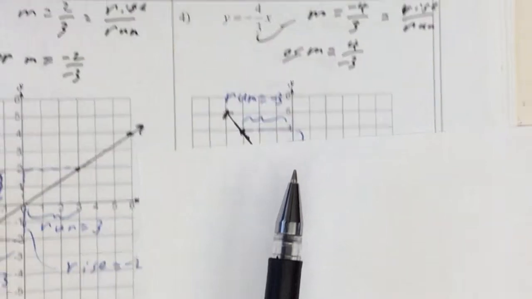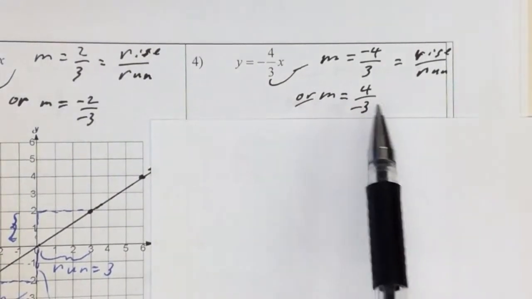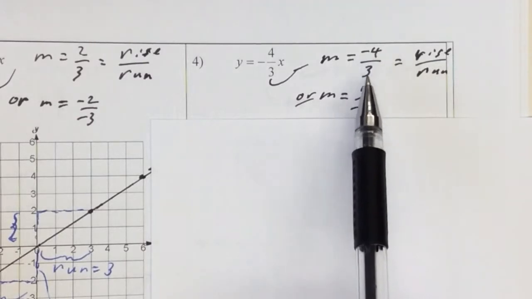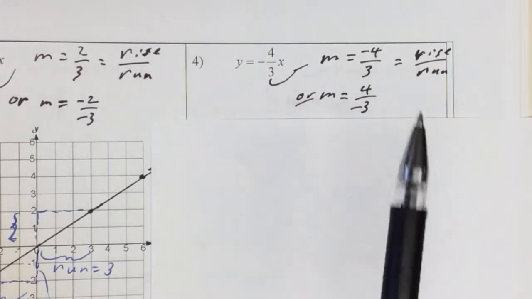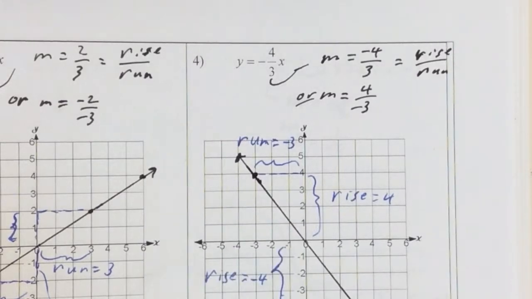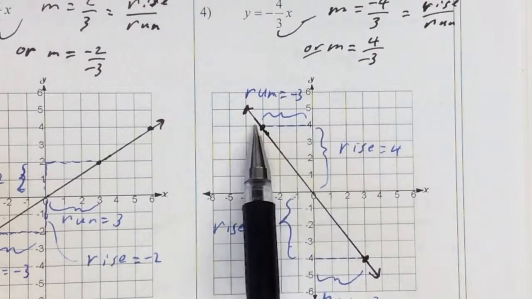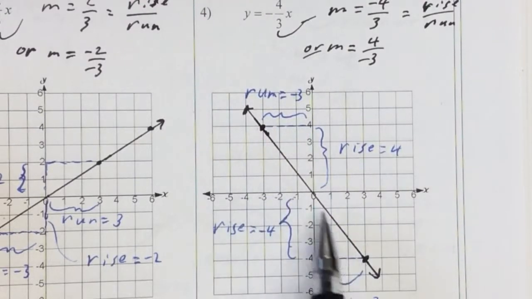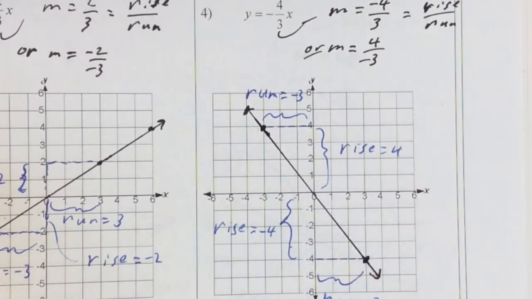Okay. And then you got another one here, y equals negative 4/3 x. Okay. Rise is negative 4, run is 3. Or rise is 4, run is negative 3. Either way, you get 2 points here that are on the line. Okay. Rise 4, run negative 3. Or rise negative 4, run 3. Gives you 2 points on the line, goes through the origin.